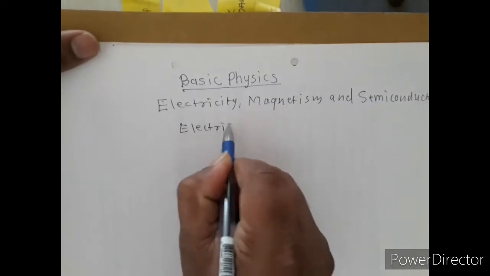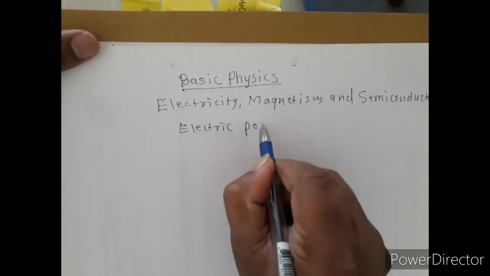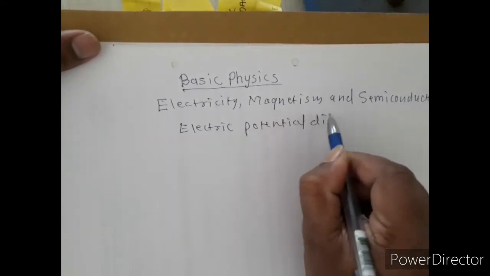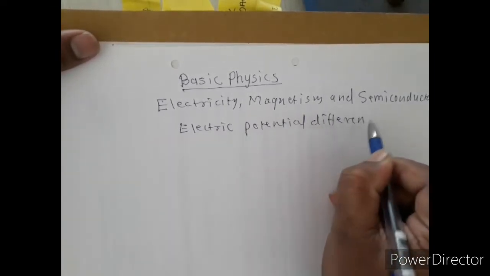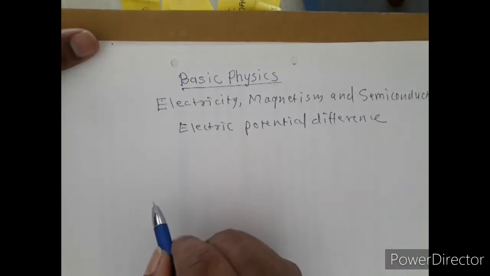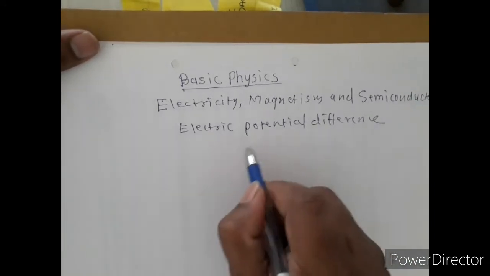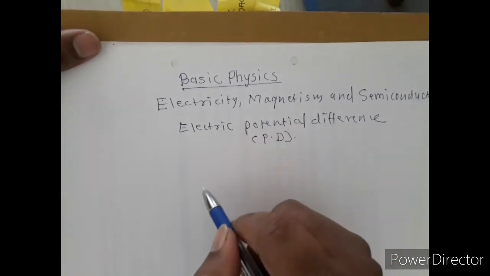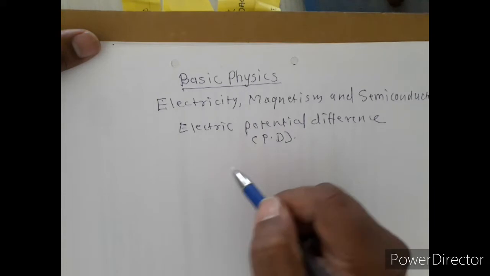Electric potential difference. So let's know what is meant by electric potential difference, that is also called PD. PD stands for electric potential difference.